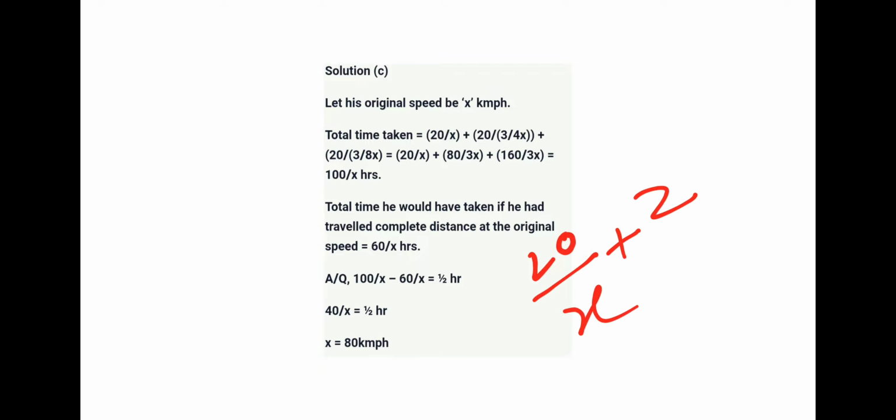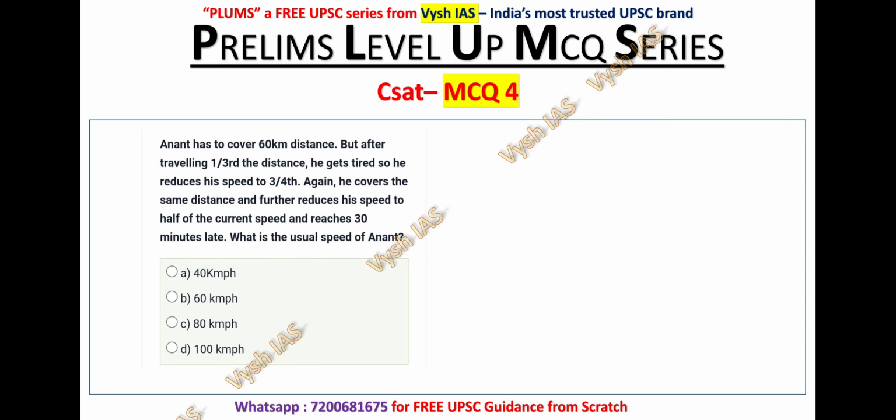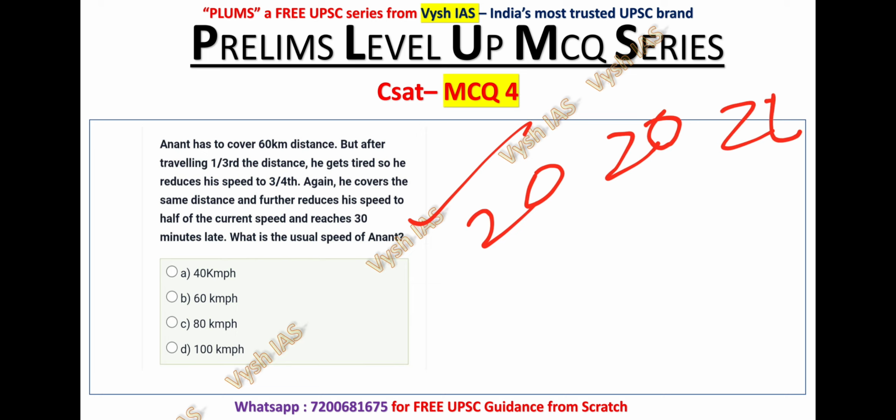In the second case, he gets tired, so he reduces his speed to 3/4. Again, he covers the same distance and further reduces his speed to half of the current speed and reaches 30 minutes late. So in the third case, he covers the same distance. It means that in the first case he has traveled 20 kilometers, in the second 20, and in the third also 20.